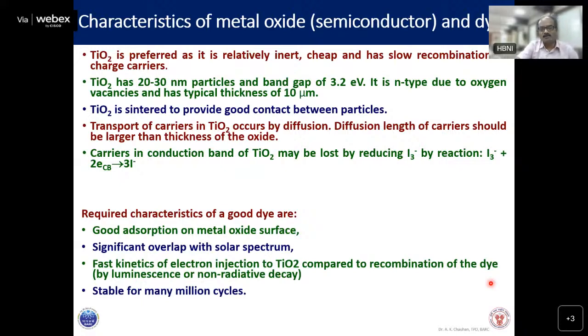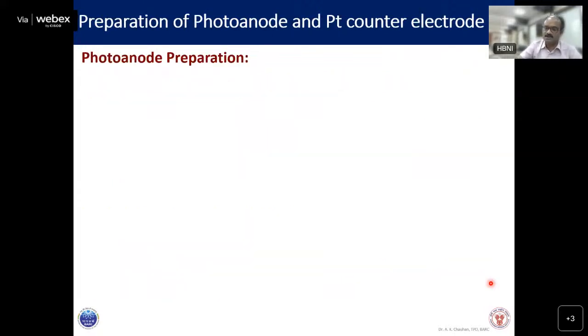And it should be stable for many million cycles. It should not happen that it has absorbed light and after absorption it is degrading, or it is reacting in the excited state with some semiconductor, or it is reacting with some redox compound.